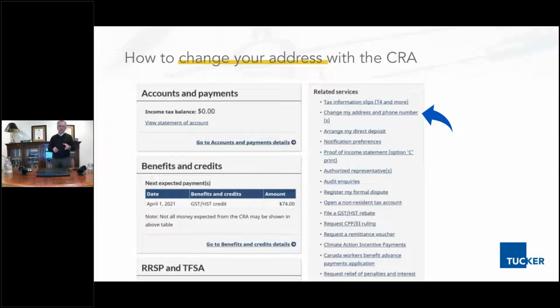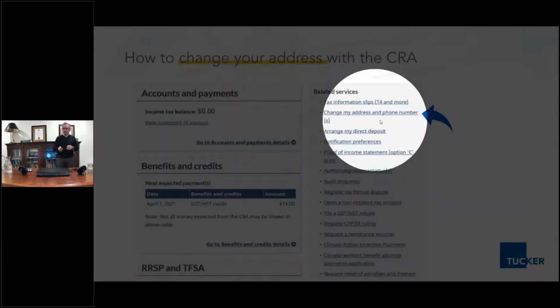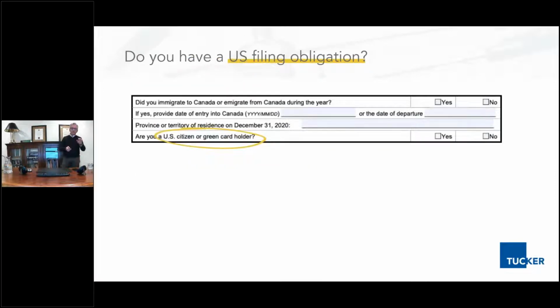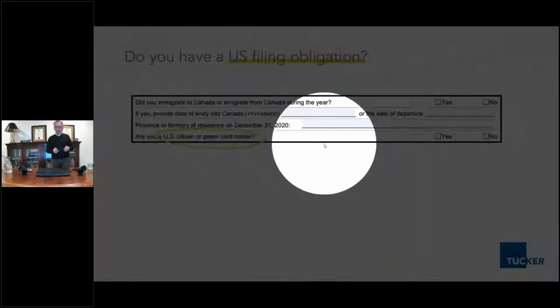This question we get a lot. How do I change my address with Canada Revenue Agency? And you can see on my account on screen here, change my address and phone number. You can do it right online. All right. So if you've had a move during the year, go online and update your address there. All right. Now, in particular, do you have a US filing obligation? If so, let us know about it, please. That's all we ask at this stage. We'll reach out and determine if you have your return being prepared or not, but we just need to know that.